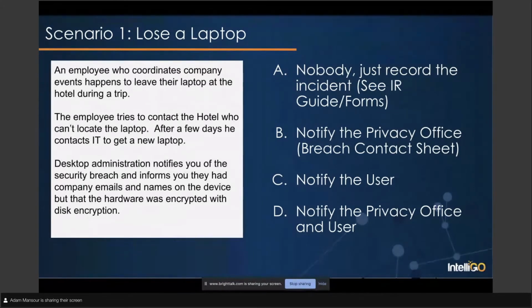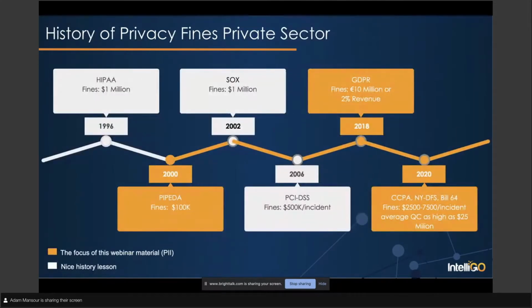We're going to cover more of these later in the talk, but do you think you should report this to A, nobody, and just record it in a breach notification registry? B, do you think you should notify the privacy office? C, do you think you should notify the actual users whose information was lost? Or do you think it is D, to notify both the privacy office and the end user? And we're going to have you guys type in your chat, and when we get to the other scenarios, I'll review those answers and see how many people sort of thought it was A, B, C, or D.